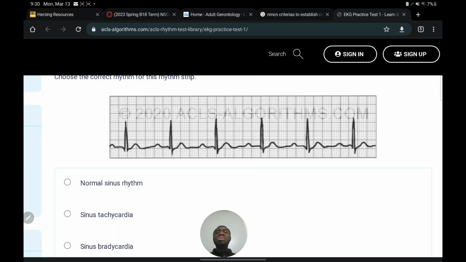So this is more than 0.20. The normal PR interval should be between 0.12 and 0.20, and this is 0.32. So in this case, the PR interval is prolonged, is elongated. That is, the P wave is too distant from the QRS complex. The husband is too far away from the wife. So there is a block. So in this case, this graph looks like a first-degree heart block.